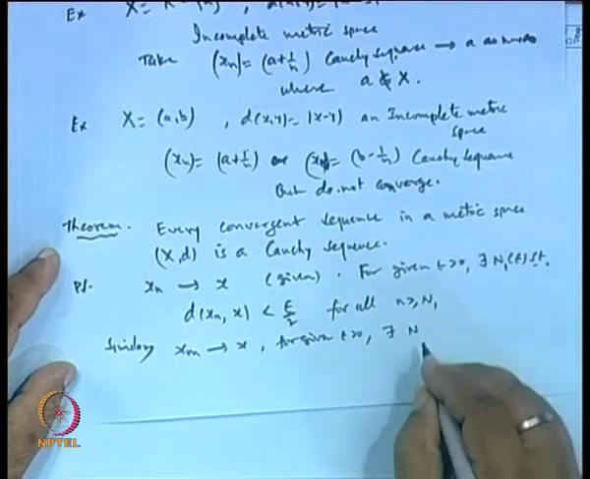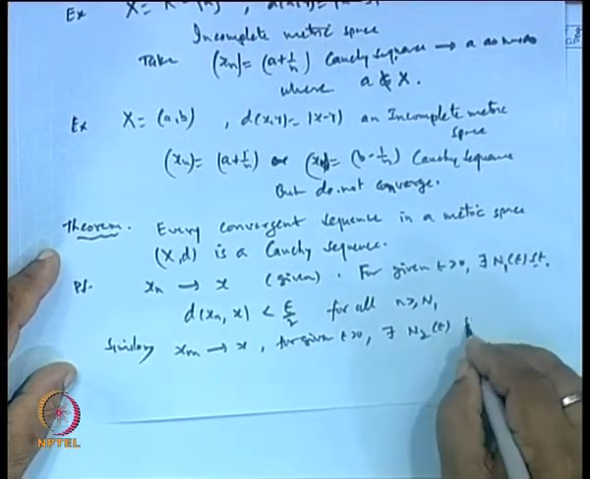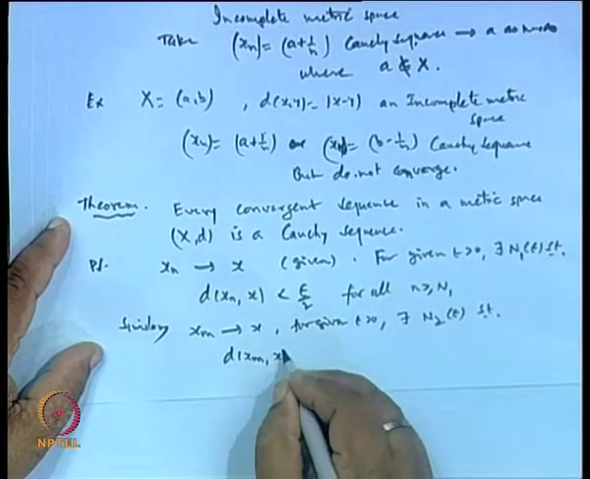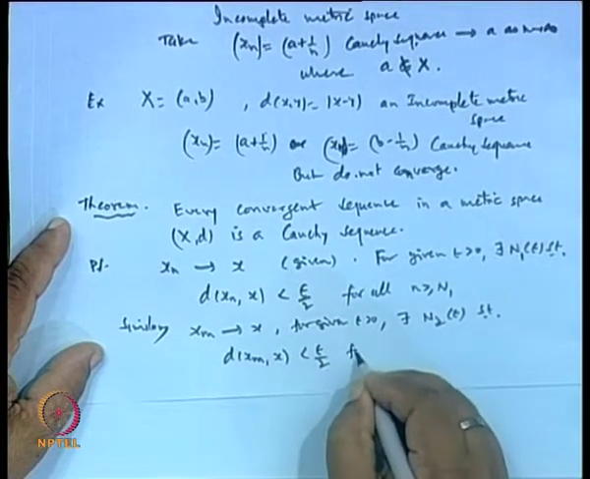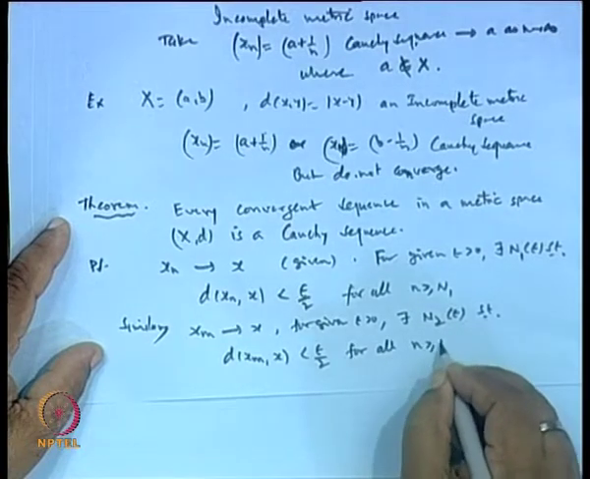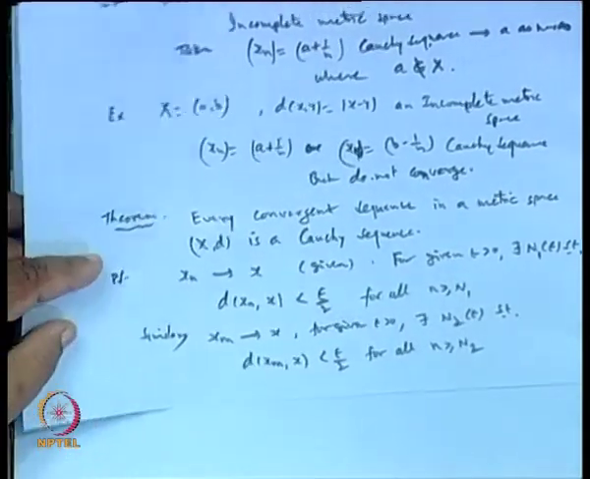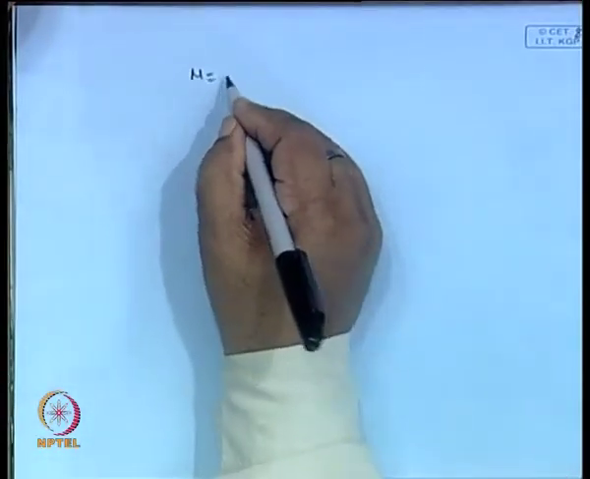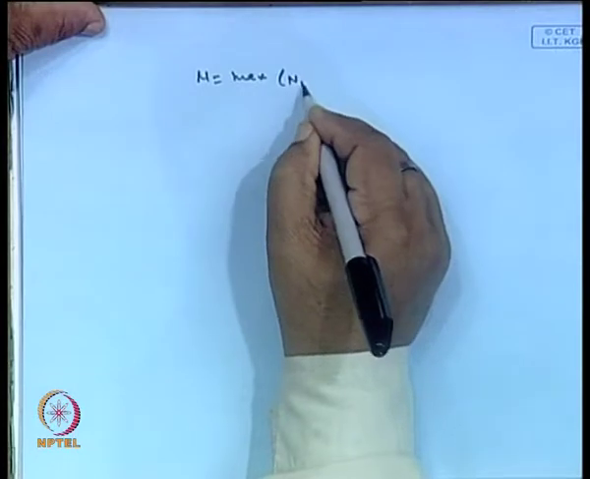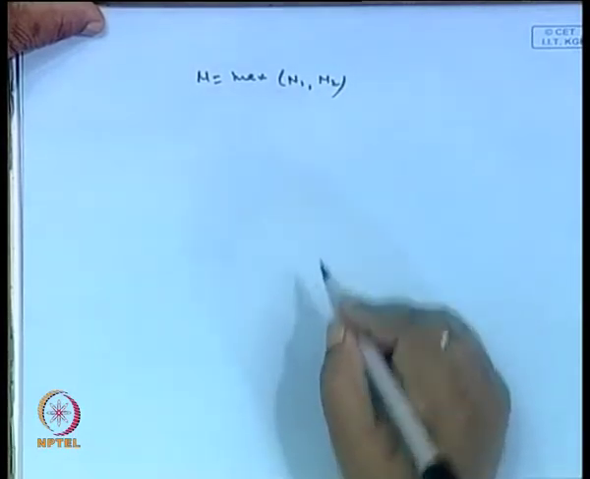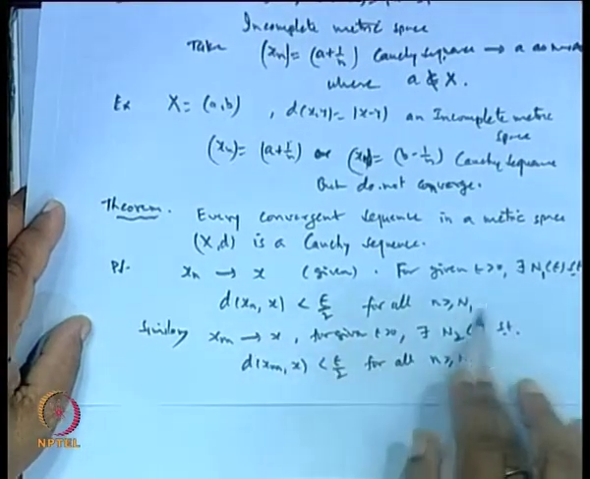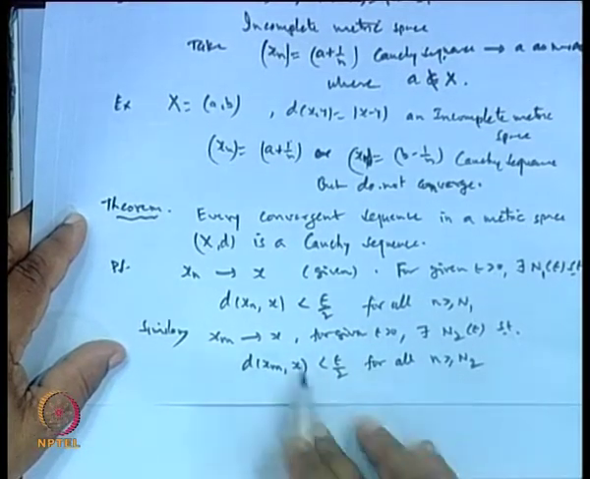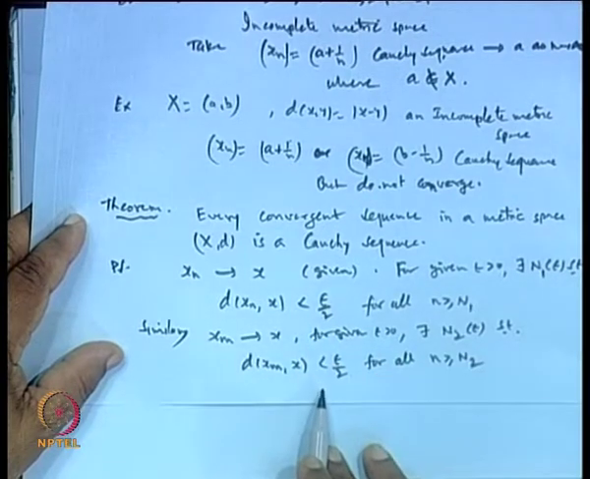So, I am taking here n 1, here n 2 depending on epsilon such that d of x m comma x is less than epsilon by 2 for all n greater than or equal to. Now, if I pick N to be the maximum of n 1 comma n 2, then both these conditions hold for all n, m greater than or equal to capital N. This is also less than epsilon by 2, this is also less than.